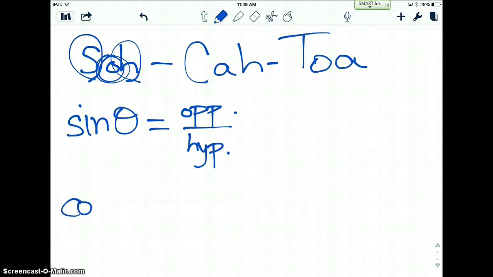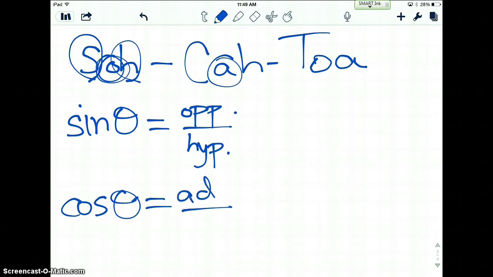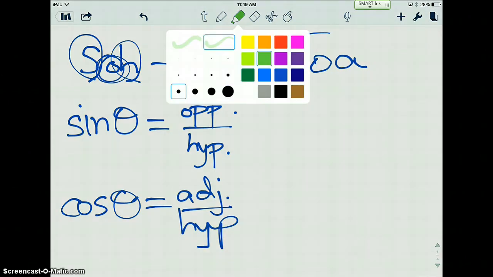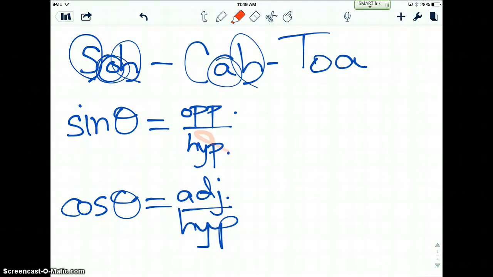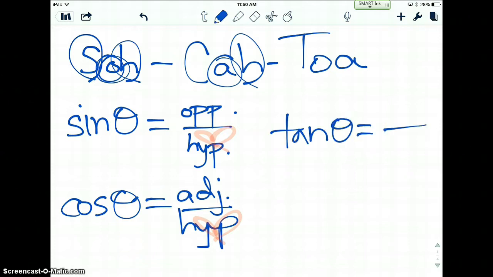The cosine of a certain angle that we happen to be looking at is the ratio of the adjacent side over the hypotenuse side. So as you can see right now, both the sine and the cosine have hypotenuse love. They both love the hypotenuse because they're in the ratios. And then the tangent does not have any hypotenuse love. The tangent of an angle that we're looking at is the ratio of the opposite side over the adjacent side.